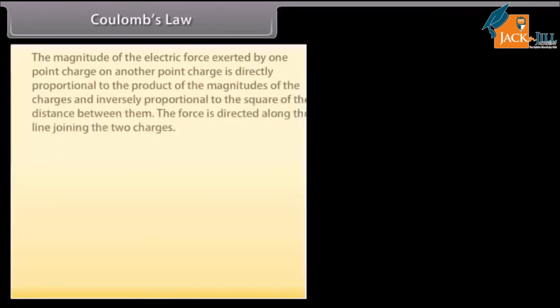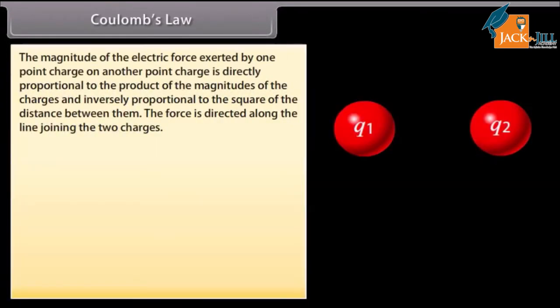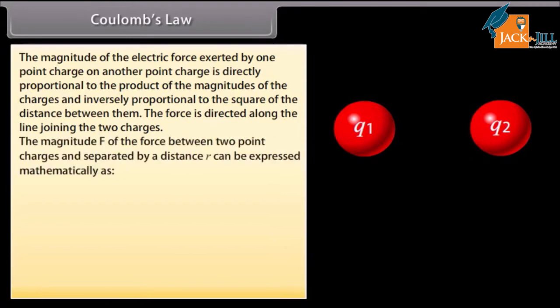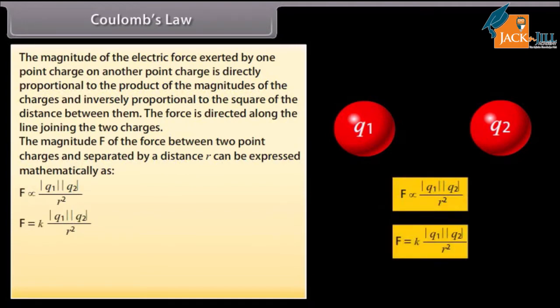Coulomb's law. The magnitude of the electric force exerted by one point charge on another point charge is directly proportional to the product of the magnitudes of the charges and inversely proportional to the square of the distance between them. The force is directed along the line joining the two charges. The magnitude F of the force between two point charges Q1 and Q2 separated by a distance r can be expressed mathematically as F = K |Q1||Q2| / r². Here, K is a constant of proportionality.